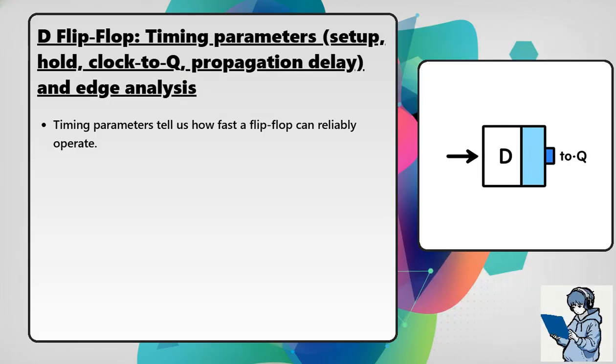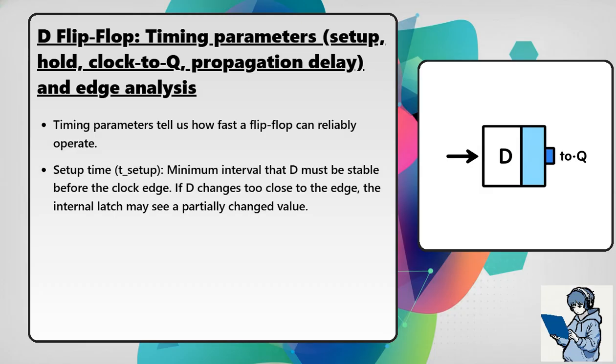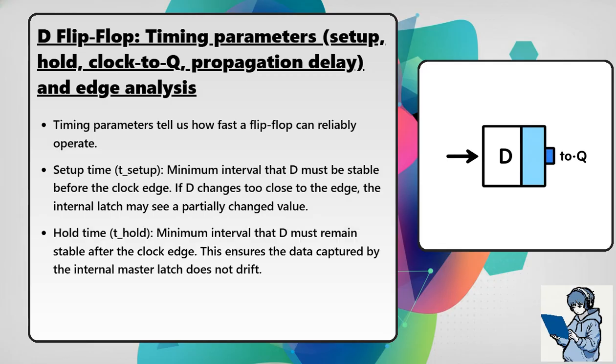Timing parameters tell us how fast a flip-flop can reliably operate. Setup time, T_setup: the minimum interval that D must be stable before the clock edge. If D changes too close to the edge, the internal latch may see a partially changed value. Hold time, T_hold: the minimum interval that D must remain stable after the clock edge. This ensures the data captured by the internal master latch does not drift.